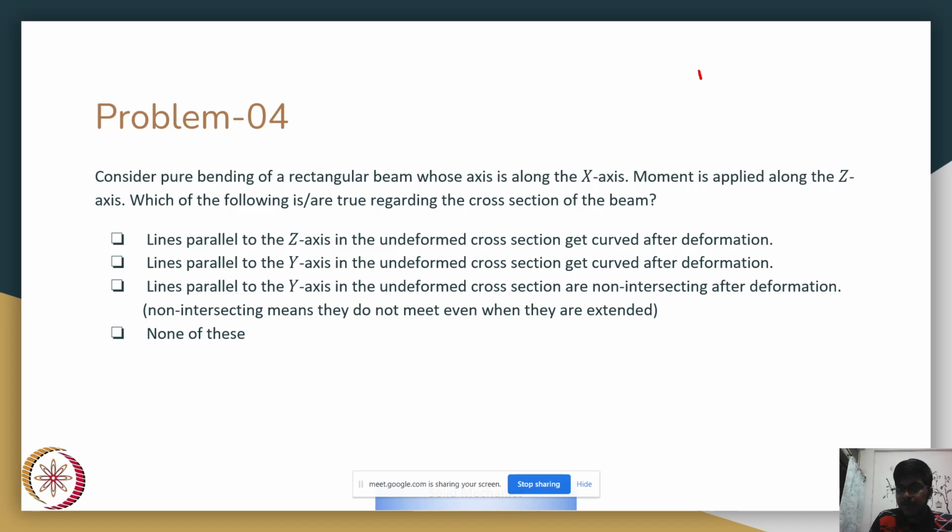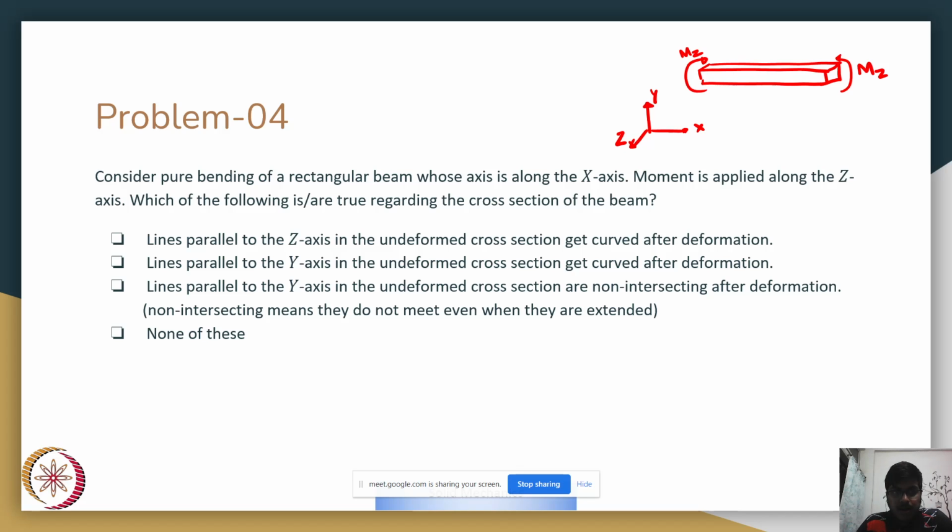So we have a beam whose axis is along the x-axis. This is our beam. This is our coordinate frame x, y, and z. And we are told that this is under pure bending with moment applied along z axis. So you have got Mz acting on both the leftmost and the rightmost ends. Let us go through all the statements one by one. Statement 1 is: lines parallel to z axis in the undeformed cross section get curved after deformation.